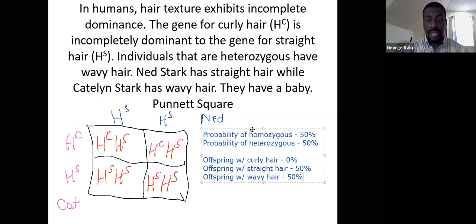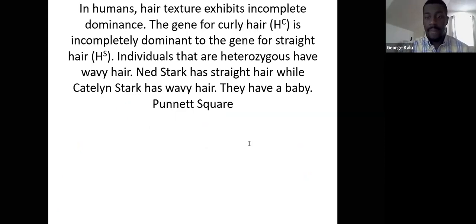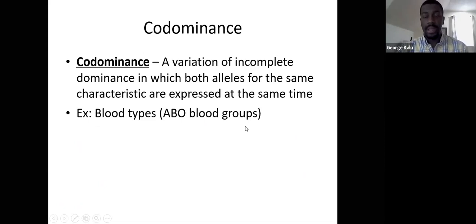All right, so that is how we're going to analyze our Punnett square for this. Any questions on incomplete dominance? Does this make sense? Okay, cool. I'll go ahead and clear this here. So that was incomplete dominance.